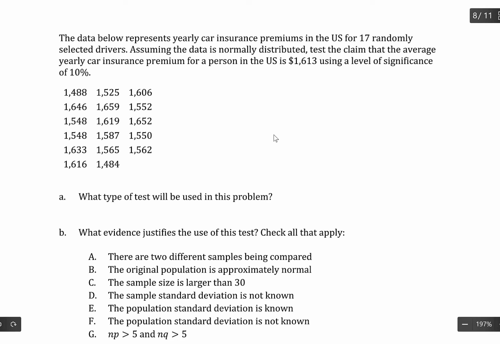So let's see. The first thing that we need to do when we're testing a claim is find out what type of test we're going to be using and whether that test is justified. That's actually the first couple of questions we need to answer. A great way to determine that is to parse out what the claim is about the population. It says to test the claim that the average yearly car insurance premium for a person in the U.S. is $1,613.